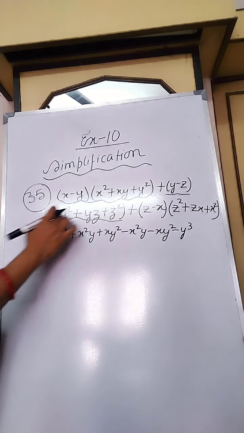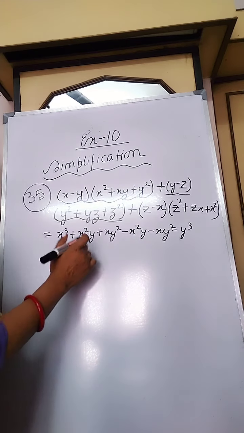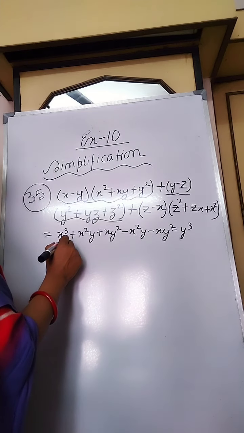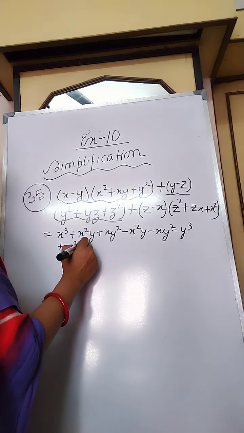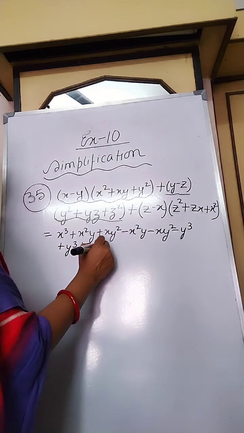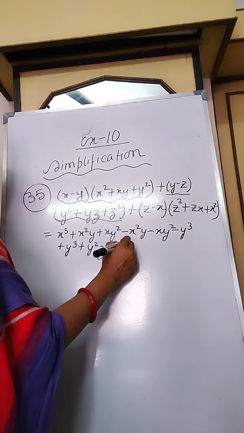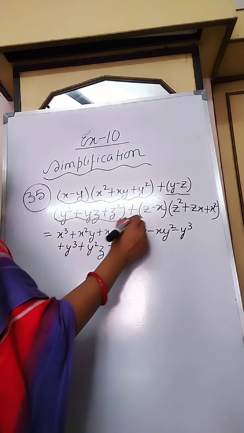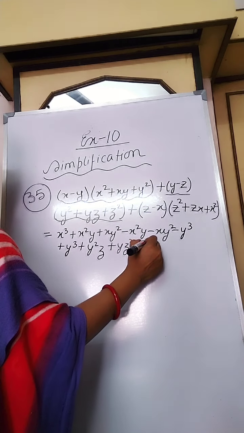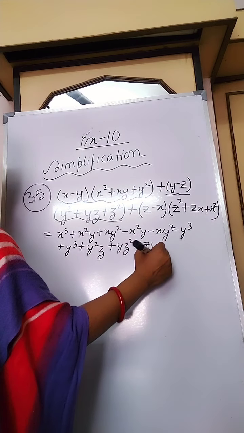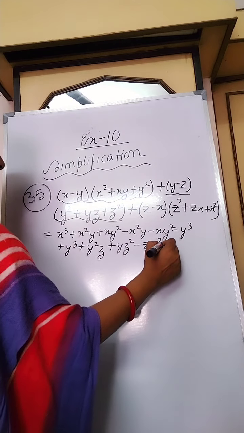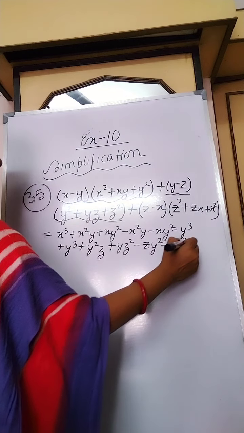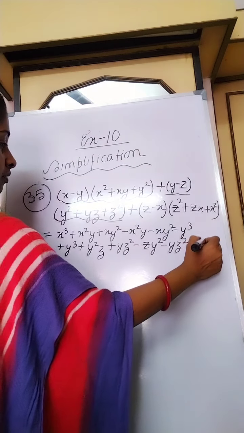Now we will do the multiplication of this and the whole of this. First we will multiply this with y and then this with minus z. So y cube plus y square z plus y z square, minus z y square, minus y z square, minus z cube.